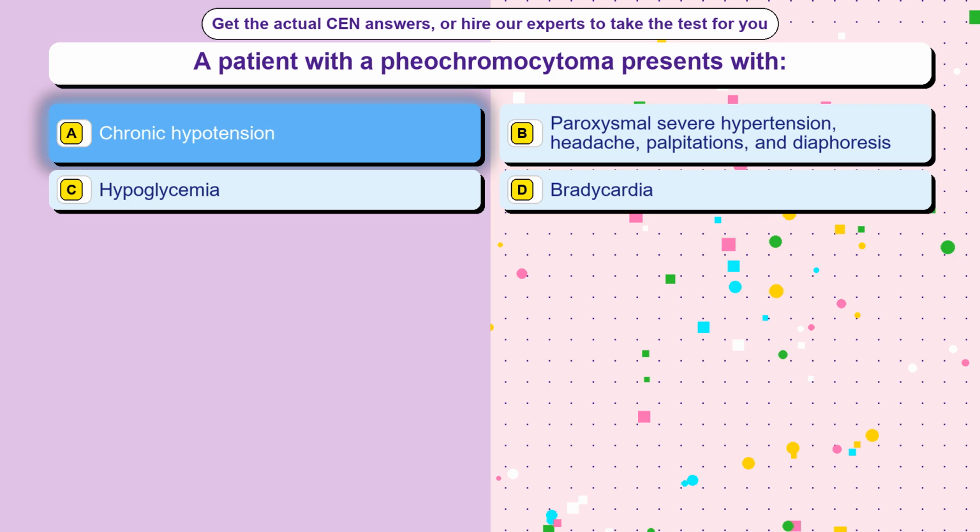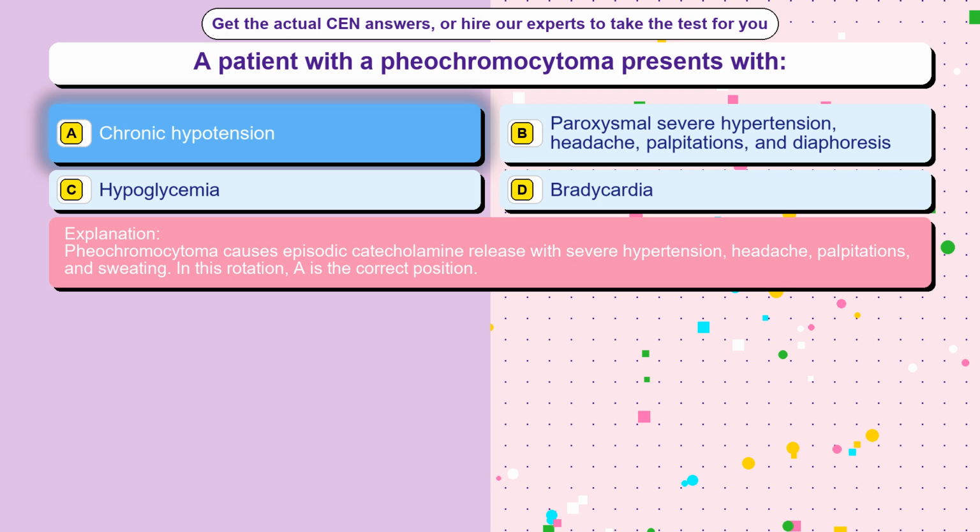The correct answer is option A, chronic hypotension. Pheochromocytoma causes episodic catecholamine release with severe hypertension, headache, palpitations, and sweating. In this rotation, A is the correct position.